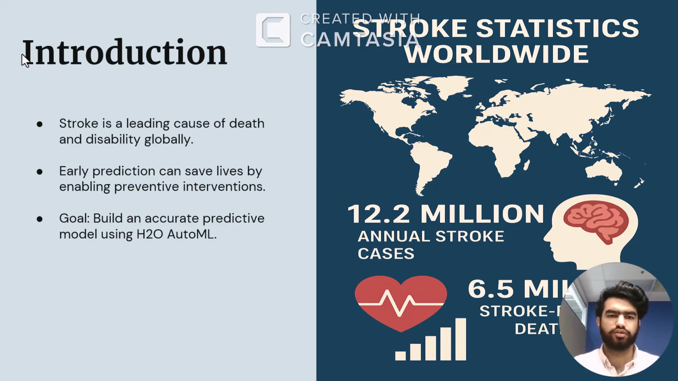Introduction. Stroke is a leading cause of death and disability globally. Early prediction can save lives by enabling preventive interventions. What is the goal of the project? The goal of the project is to build accurate prediction models using H2O AutoML. On the right side we can see the stroke status worldwide: 12.2 million annual stroke cases and 6.5 million annual stroke deaths.